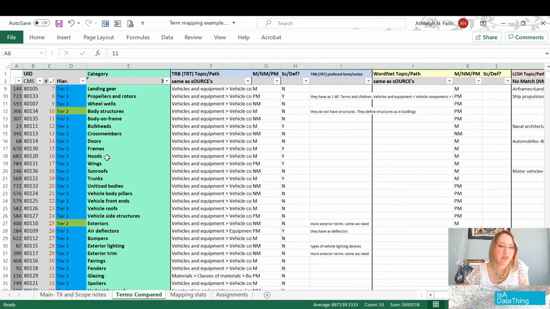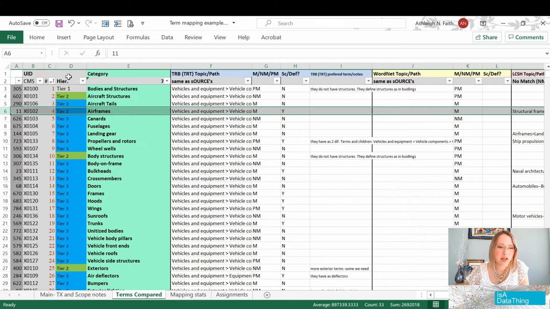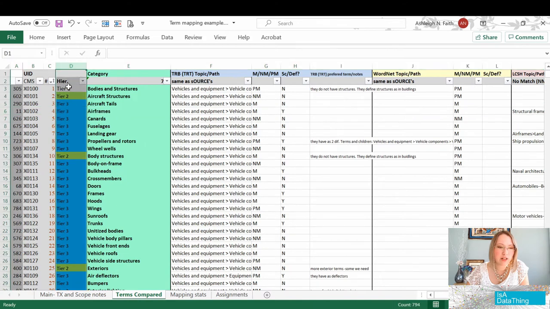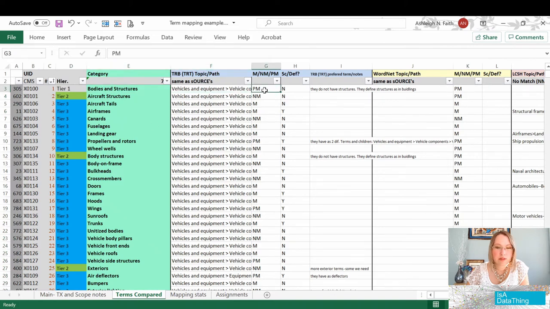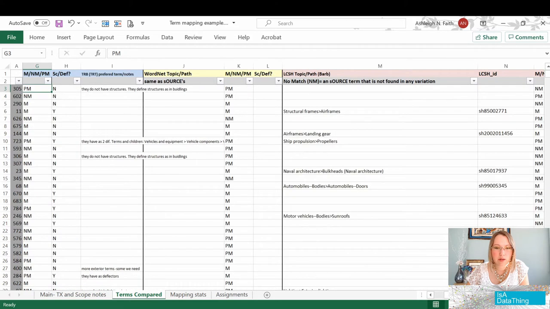So this is going through and it's showing you the taxonomy here, right, which is the hierarchy. So this term would be nested under this term. And then you can see going across whether something is mapped or not. You can see the whole way across.